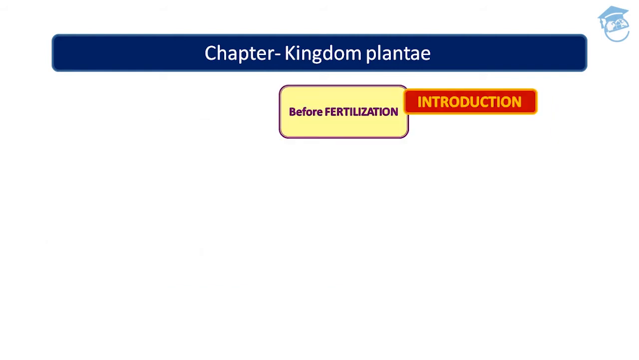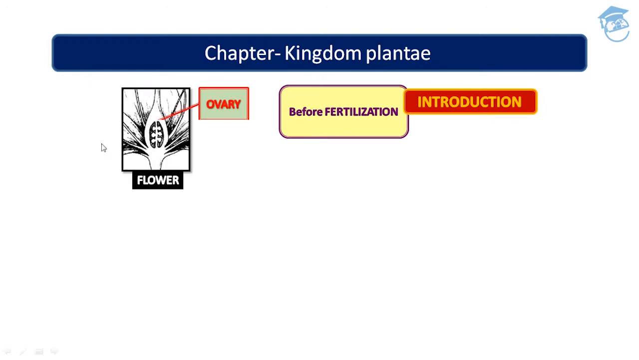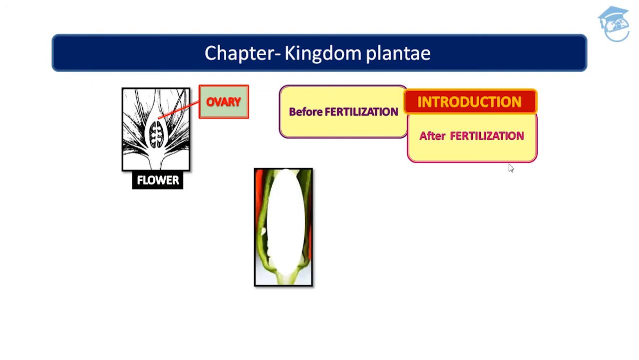Okay, now we'll see before fertilization. This is a flower and this is the ovary of a flower. The ovary is the female reproductive organ of angiosperms. So this is before fertilization. Now we'll talk about after fertilization. See, this ovary got converted into a fruit-like structure after fertilization. I have already taught you about fertilization and reproduction in angiosperms in the 6th section of the chapter Kingdom Plantae. You can refer to it for better understanding.